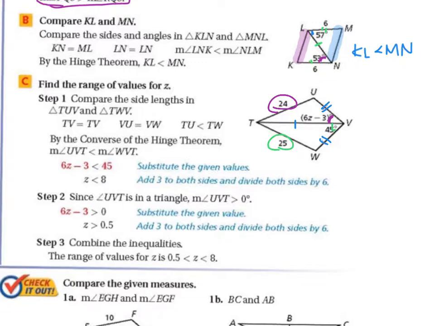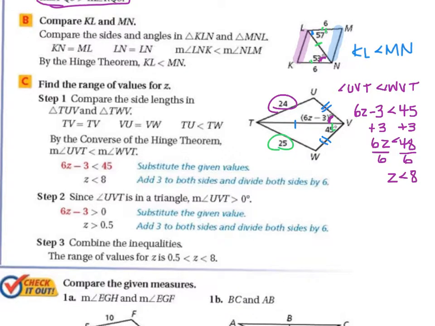So what I know from this is that angle, the purple angle UVT, is going to be less than, because 24 is less than 25, it's going to be less than WVT, which means 6Z minus 3 is going to be less than 45. So I add the 3 and divide by 6. And I get Z is less than 8.